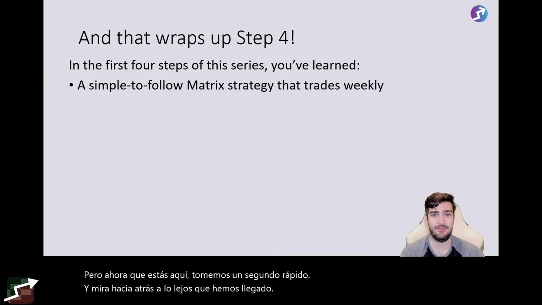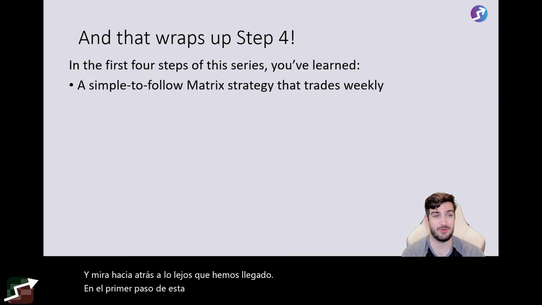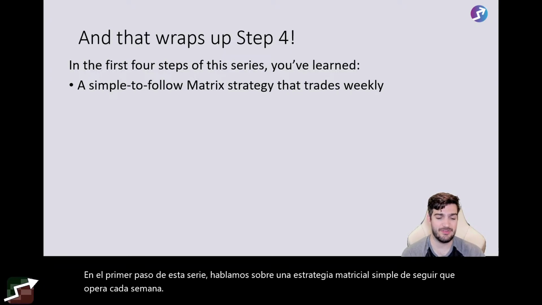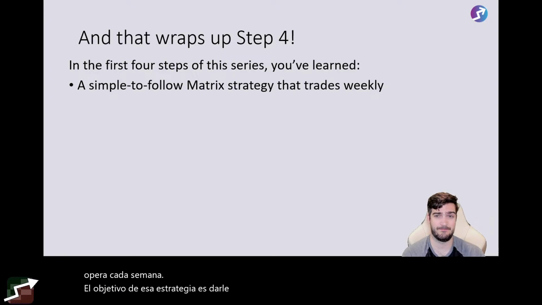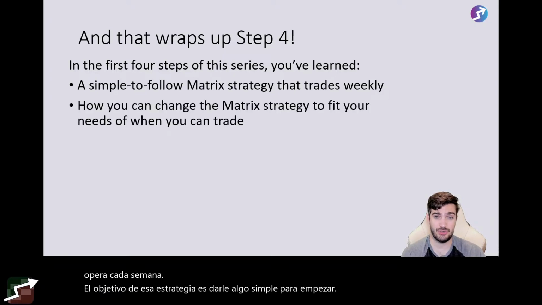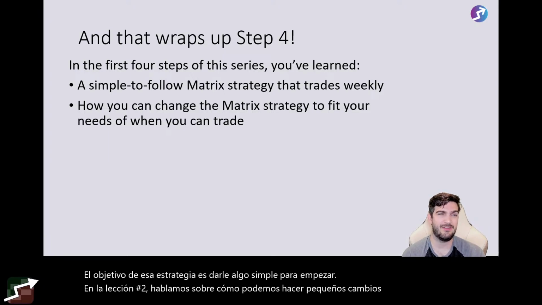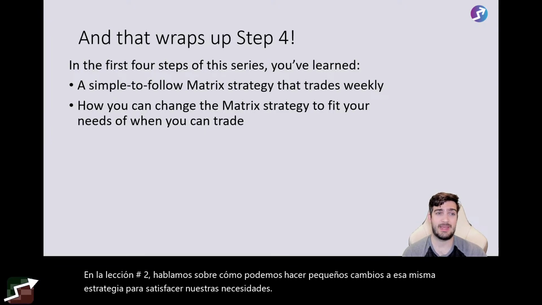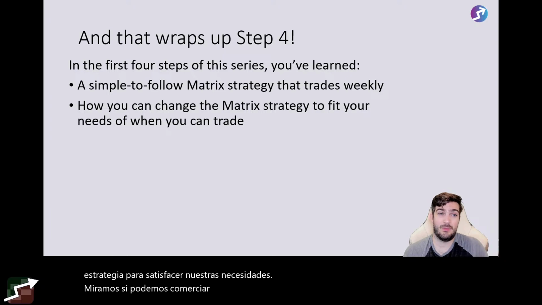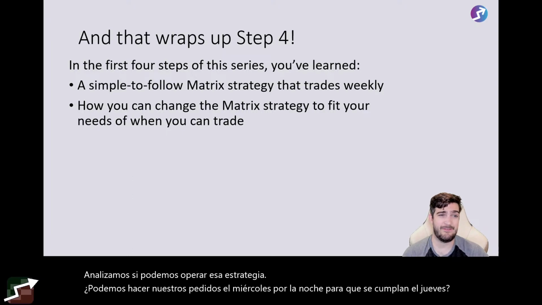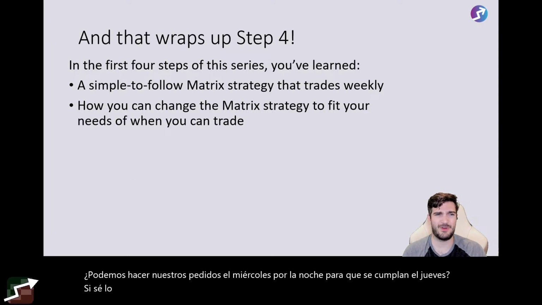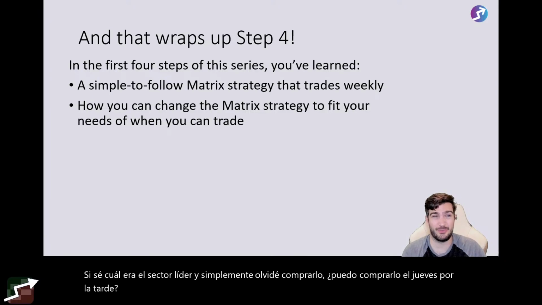In step 1 of this series, we talked about a simple to follow matrix strategy that trades every week. The goal of that strategy is to give you something simple to start with. In lesson number 2, we talked about how we can make small changes to that same strategy to fit our needs. We looked at, can we trade that strategy? Can we place our orders Wednesday night to be filled Thursday? If I know what the leading sector was and I just forgot to buy it, can I still buy it Thursday afternoon? And if I do, what's the risks?